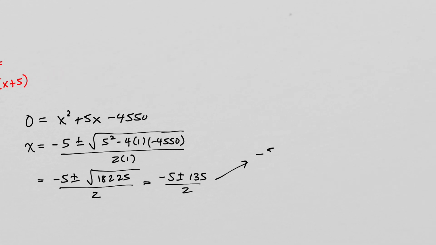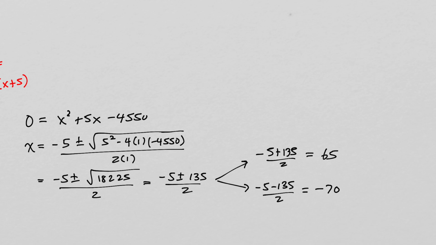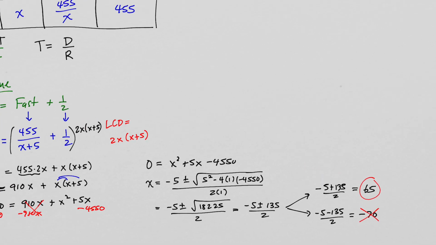We have -5 plus 135 divided by 2, which is 65. Or we have -5 minus 135 divided by 2, which is -70. We reject this answer because the speed has to be a positive number, so x must be 65.